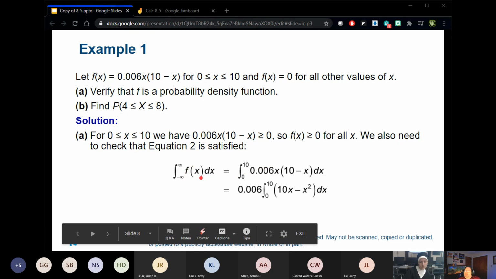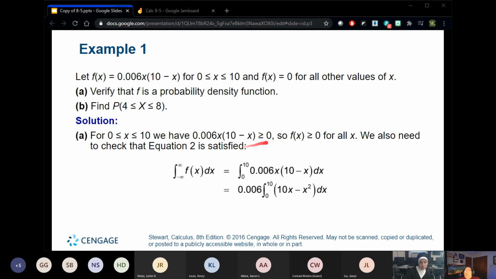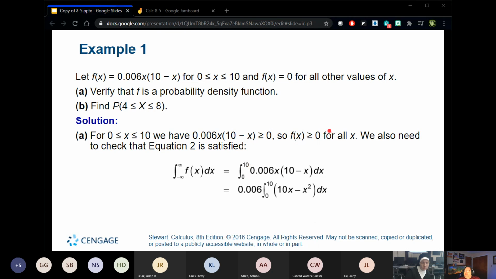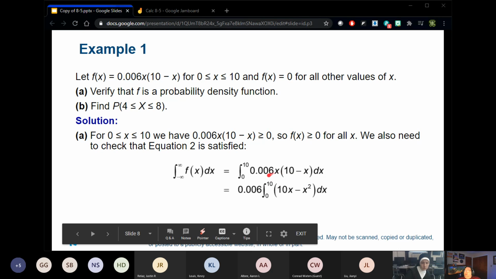So we plug it in. Now, this one I know is 0 for anything other than 0 to 10. So I don't need to look from negative infinity to infinity. I can just look at it from 0 to 10, because I know all the rest of them don't really matter. So we do our integration for this one. This one's a simple integration. We can pull out the constant, multiply the x through.